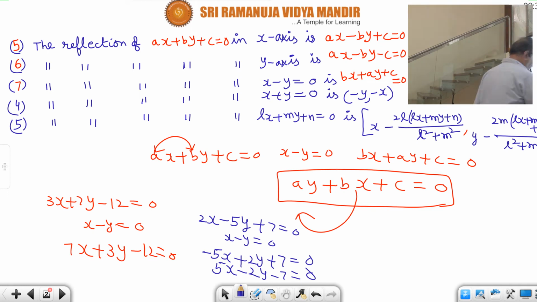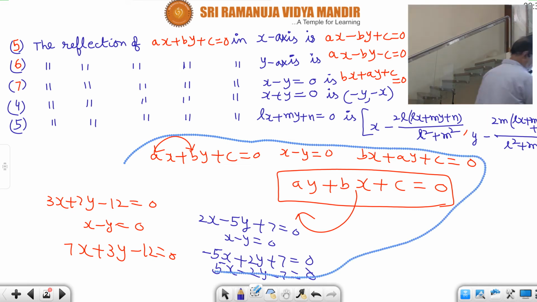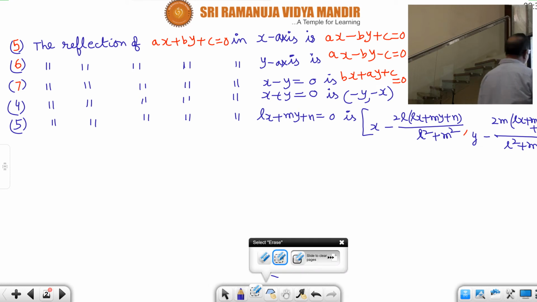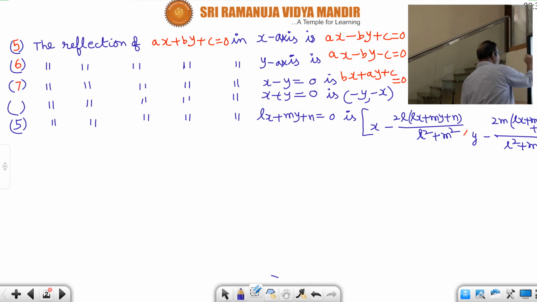Now I'll remove all this. Let us see the next formula. I am changing this 4 to 8.